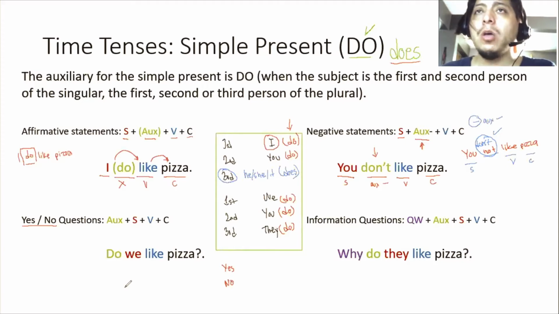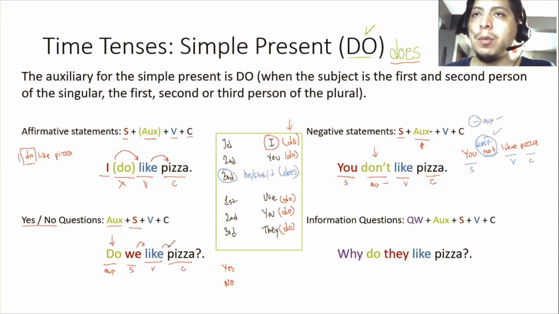Okay, so how does it work? We have the auxiliary first and the subject second. We inverted the order. So we start with the auxiliary, which is mandatory. Again, you always have to use the auxiliary when you're making questions. It is not optional. We have the subject, the doer of the action. We have the verb, and we have a complement.